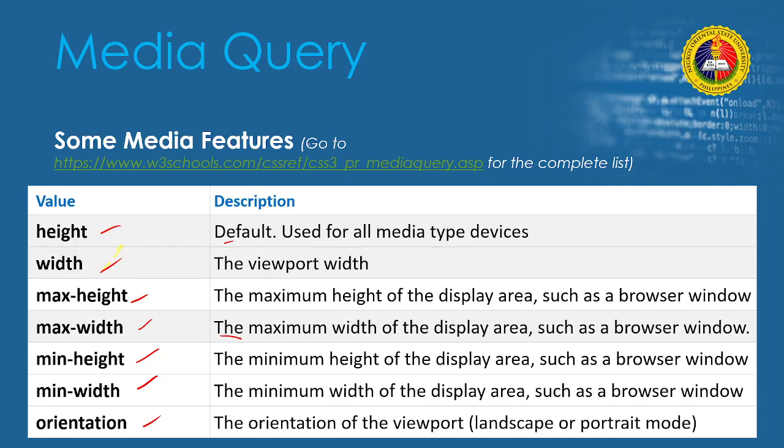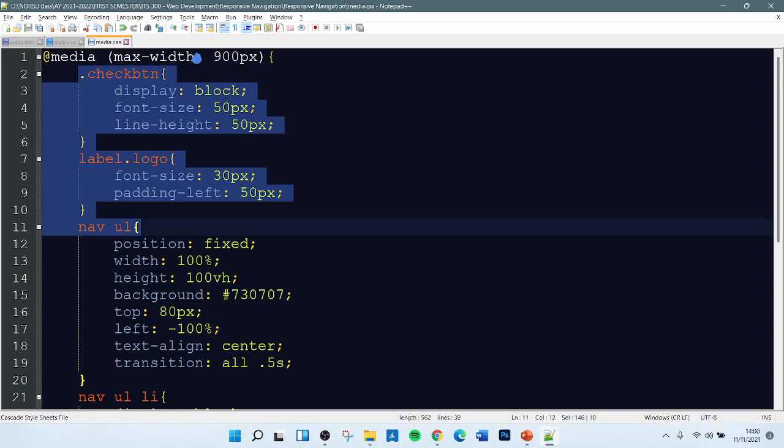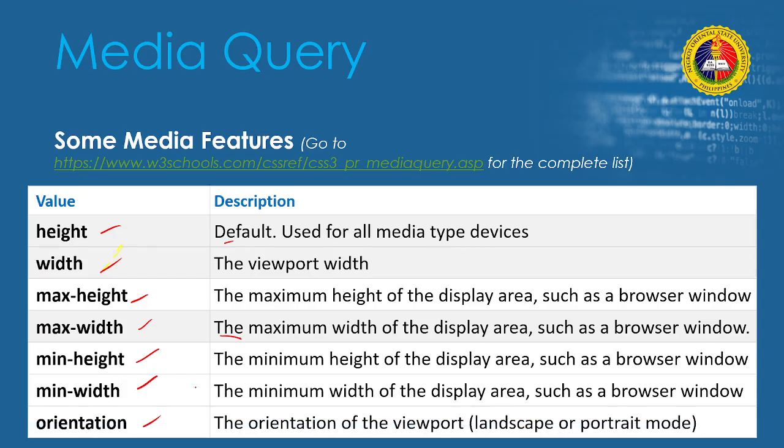All right. Another thing, if we're going to use height, then we can just say height here, meaning if the height is specifically 900 pixels, then it will be executed. And so on and so forth.